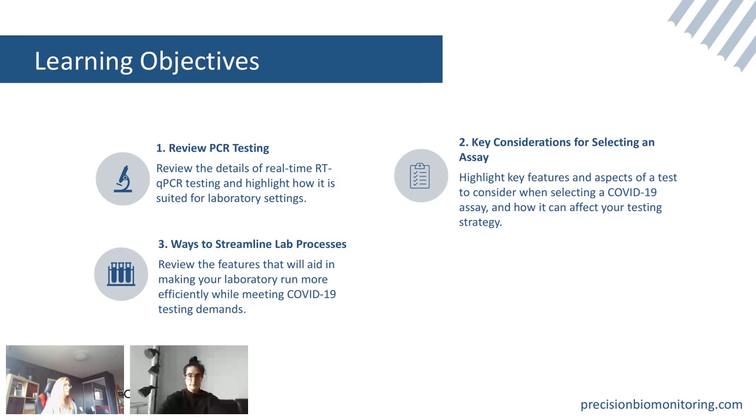In terms of our learning objectives for today, we will be reviewing PCR testing. We'll review the details of real-time RT-qPCR testing and highlight how it is suited for laboratory settings. The second objective will be to cover key considerations for selecting an assay. That's highlighting key features and aspects of a test to consider when selecting a COVID-19 assay and how it can affect your testing strategy. And number 3 will be ways to streamline lab processes.